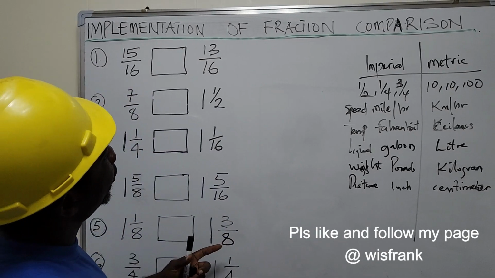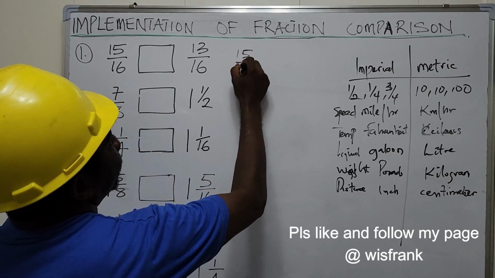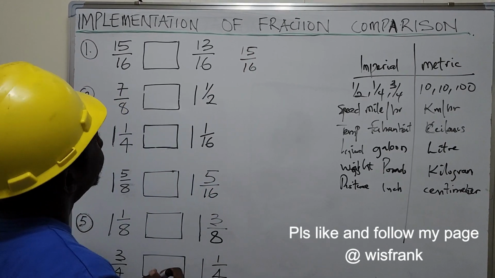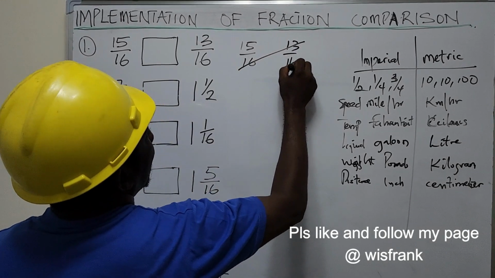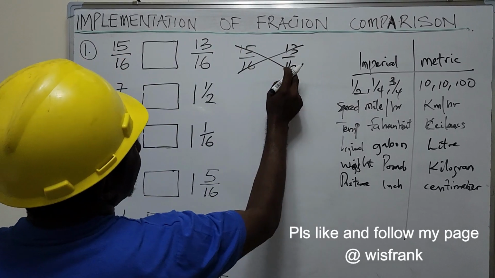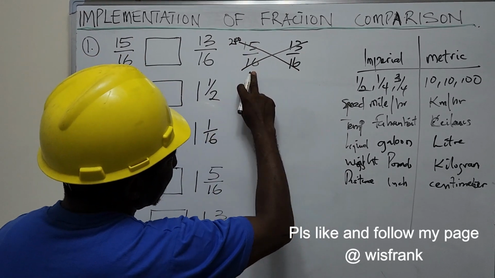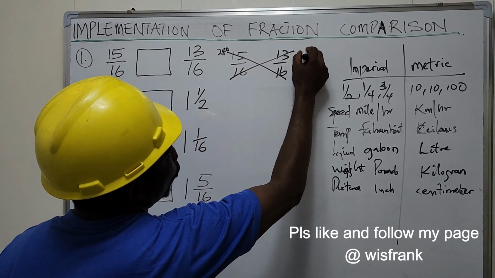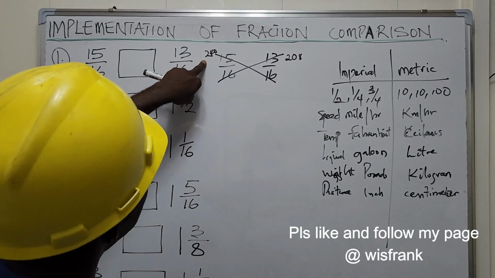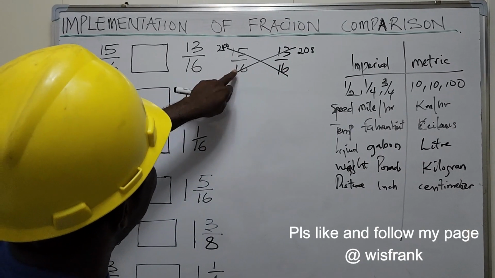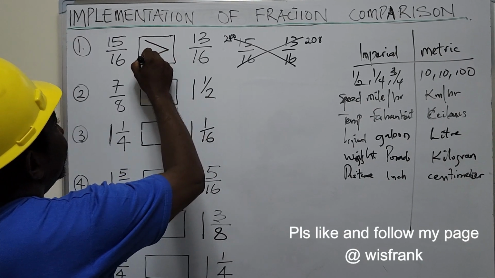In our former video we used the method of cross multiplication, whereby we have 15 all over 16 and 13 all over 16. If you cross multiply, 16 times 15 gives 240, while 16 times 13 gives 208. Now you see that 240 is greater than 208. So 15 over 16 is greater than 13 over 16, and we write greater than.